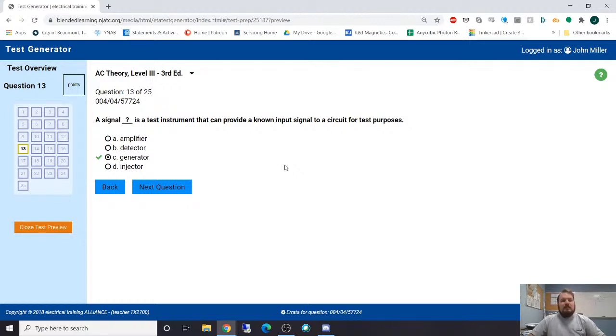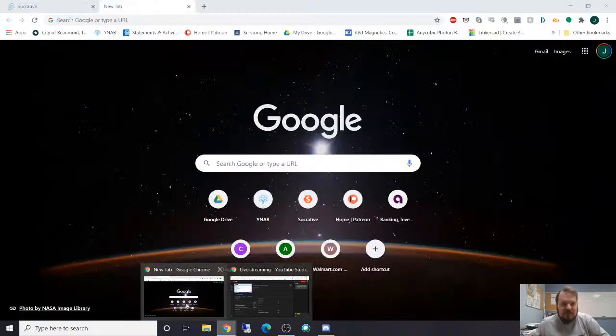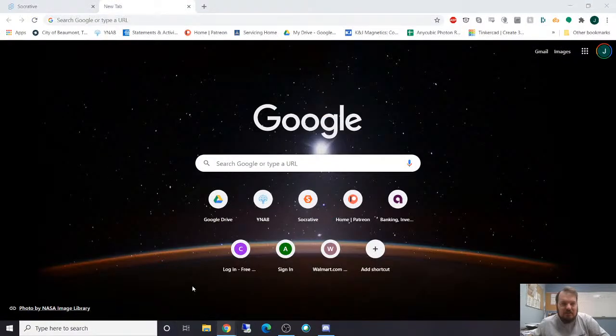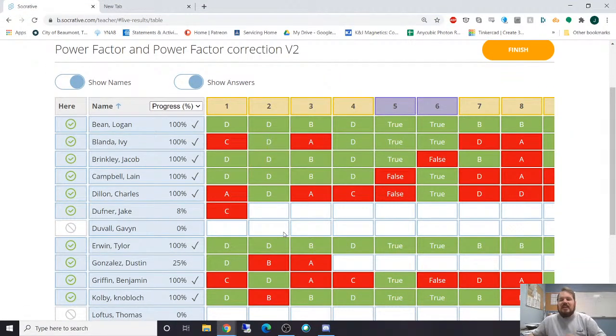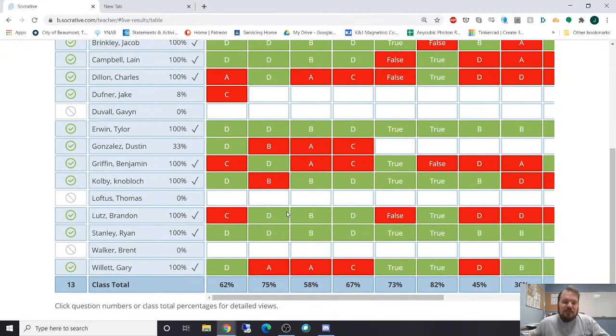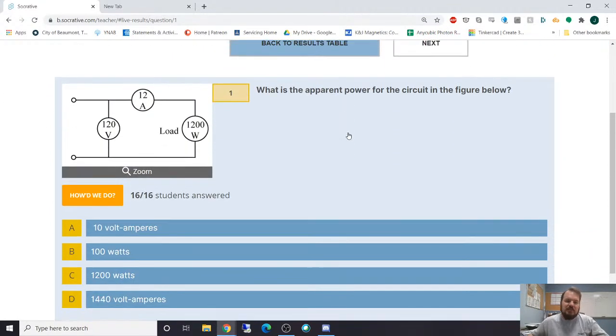All right. So let's, that was not Socrative. I have to cut that out whenever I end the video. All right. So we've got a Socrative up. What is the apparent power for the circuit in the figure below?